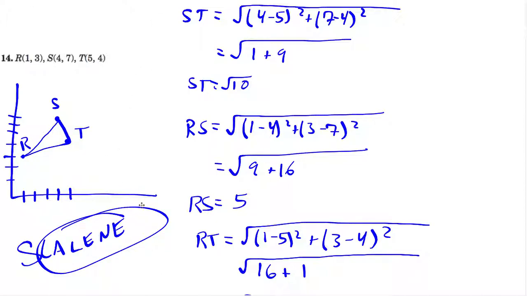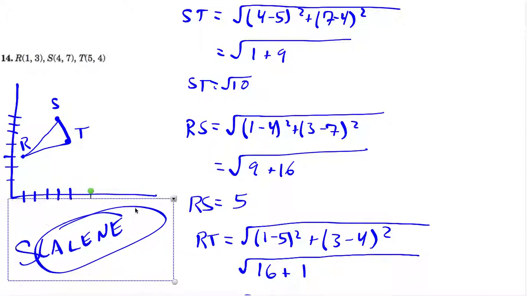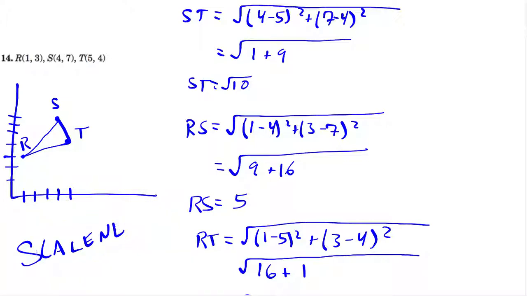Oh boy, that was a bad circle. What if I just, nope. Scalene. Making all sorts of mistakes today.